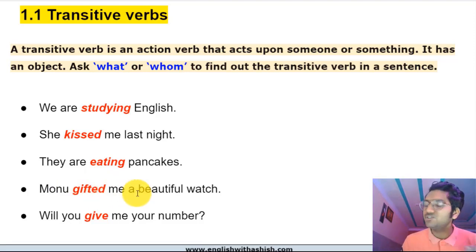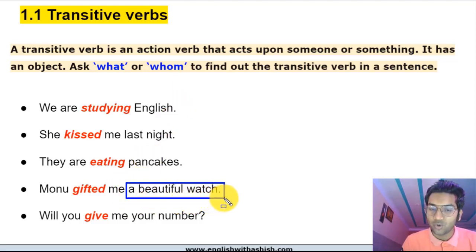Monu gifted me a beautiful watch. Monu gifted. Gifted is the action verb, as you can see. You gift, you do something, right? Now, ask the question what or whom. Monu gifted what? A beautiful watch, right? Let me just highlight this. When you ask this question, you get the answer a beautiful watch, right? So we get the answer of the question what? Monu gifted what? A beautiful watch.